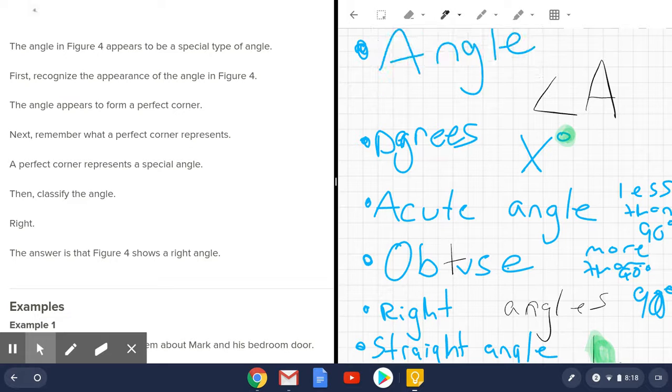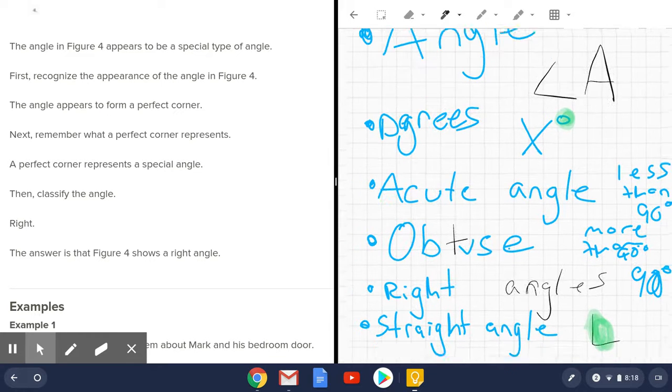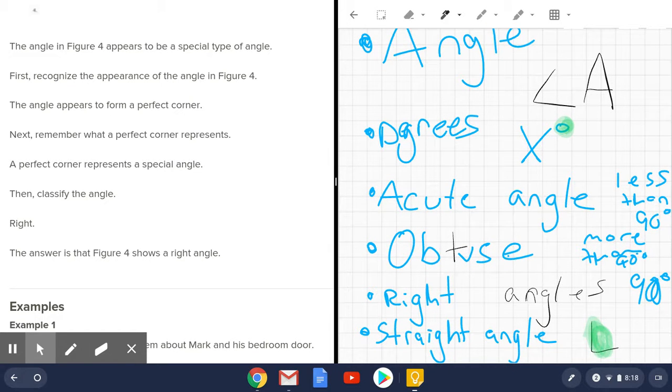We have an angle. An angle is the vertex between two straight lines, and it's kind of the crossing point. Degrees is the measure of whatever the angle is. So what is the width between those two lines in degrees? We have an acute angle. Acute angles are angles that are less than 90 degrees. Obtuse angles are more than 90 degrees. We have right angles, which are exactly 90 degrees. And we have straight angles, which are actually straight lines at 180 degrees.